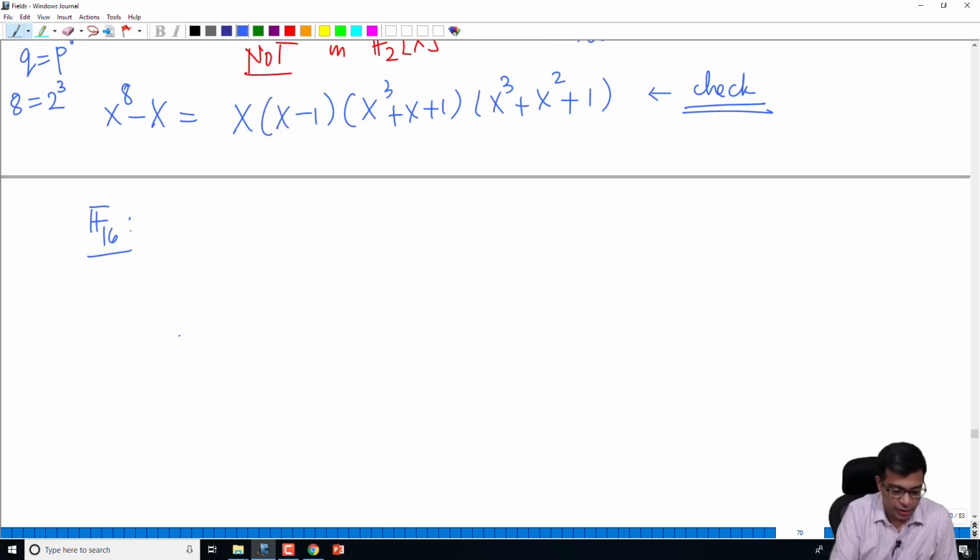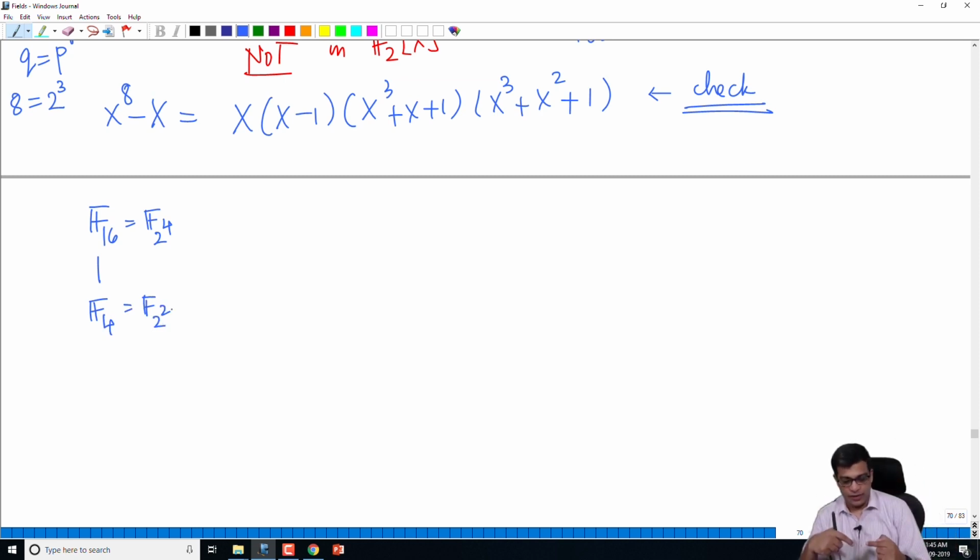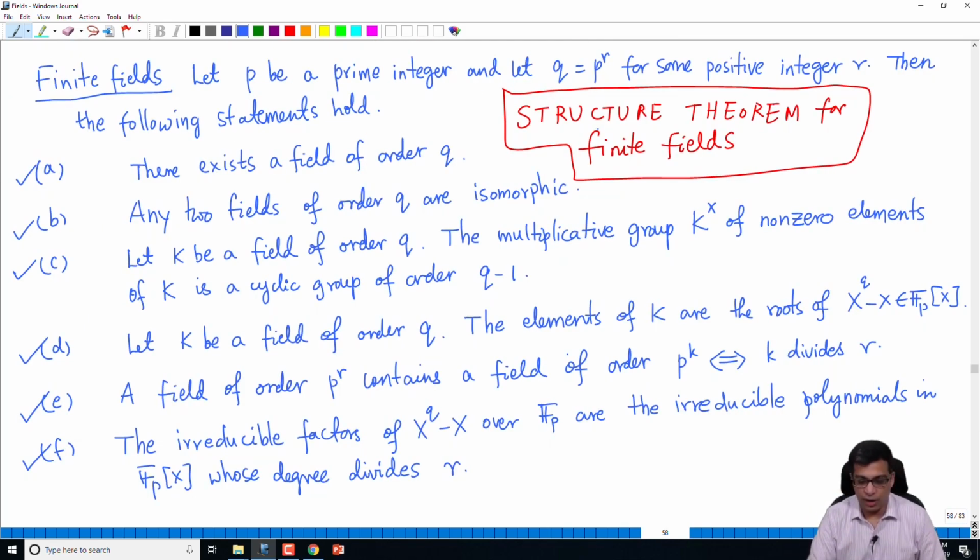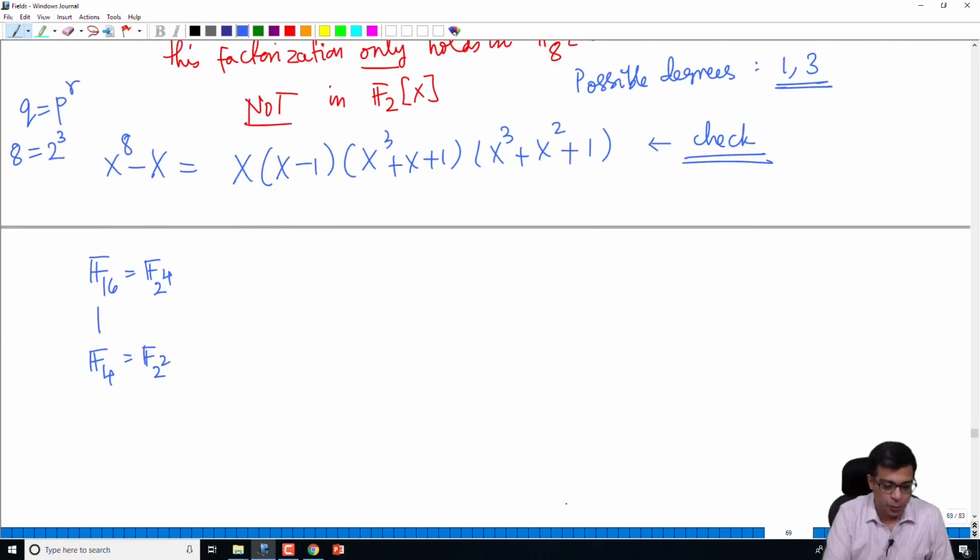If you take F16, things get a little more interesting because this is F2 to the power 4. This does contain F2 squared, right? Because one of the statements of the structure theorem is that F p to the r contains F p to the k if and only if k divides r. So in our situation, F2 to the 4 contains F2 to the 2, but it does not contain F2 to the 3.